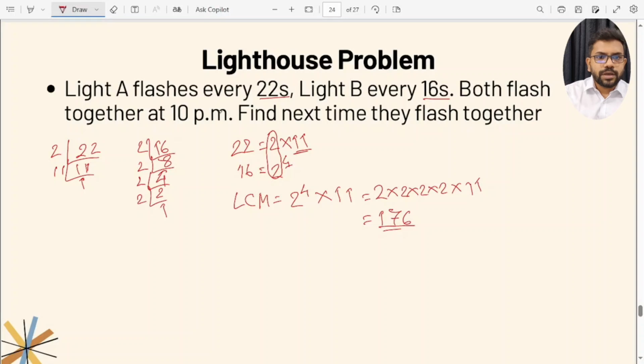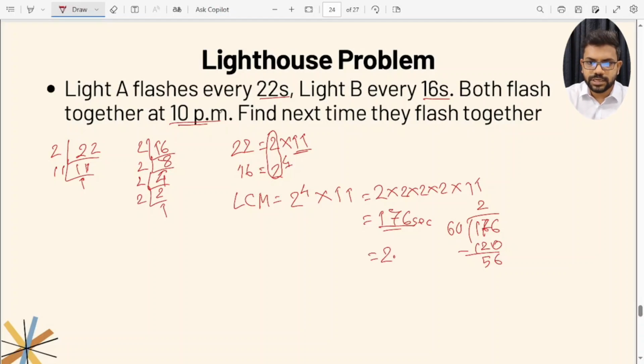Okay, let's convert this into minutes so that we can find out the time at which they're meeting. Second to minute, smaller to bigger unit, you need to divide. There are 60 seconds in 1 minute, so let's just divide 176 by 60. It goes 2 times. Remainder is 6 minus 0 is 6, 7 minus 2 is 5, so 2 minutes and 56 seconds. So 176 seconds is basically 2 minutes and 56 seconds.